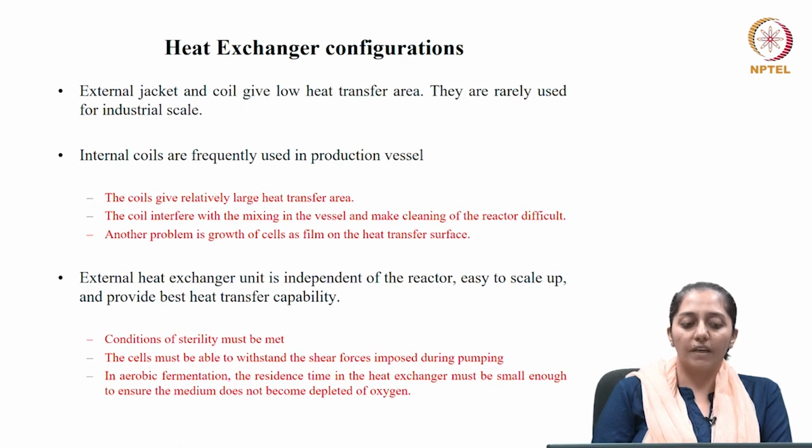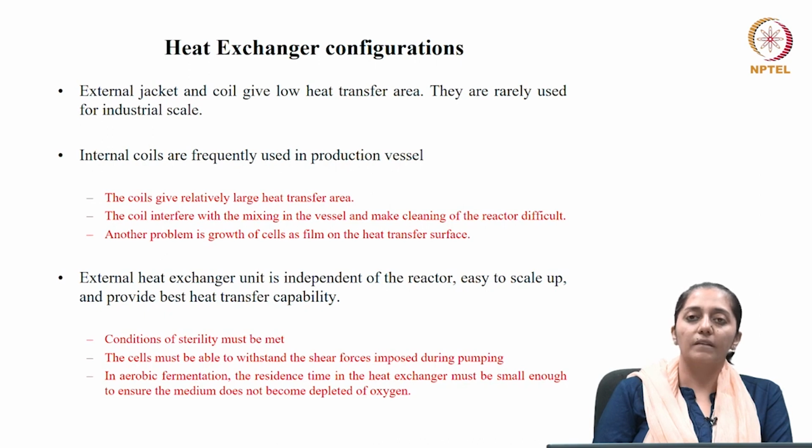Now, heat exchanger configurations: you may have external jacket and coil, which sometimes may provide low heat transfer area. So, they are rarely used at large scale or industrial scale. Internal coils are frequently used in production vessels, where they give relatively large heat transfer area. The demerit is that they may interfere with the mixing in the vessel and may also make the cleaning of the reactor difficult. Another problem can be that the cell mass can get stuck to these coils and may start growing as films, causing heat transfer and mass transfer limitations.